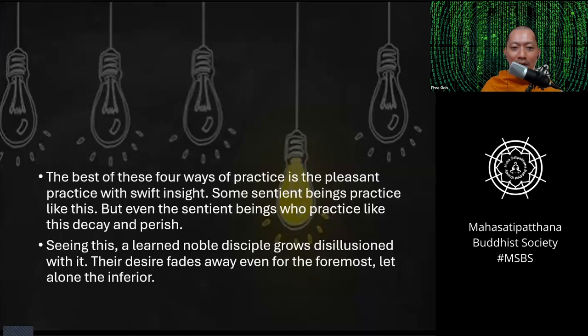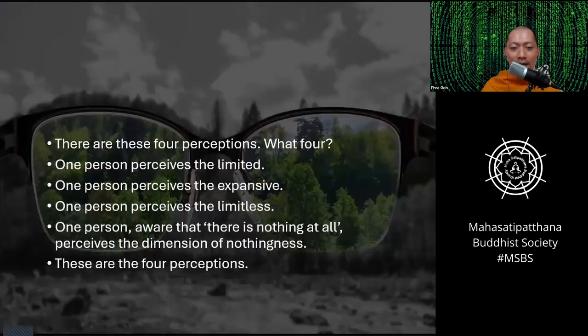Seeing this, a learned noble disciple grows disillusioned with it, their desire fades away even for the foremost, let alone the inferior. Okay, next. So the next set talks about formless concentration. There are these 4 perceptions. One person perceives the limited. One person perceives the expansive. If a person perceives limited or expansive, they may not enter any concentrative states here.